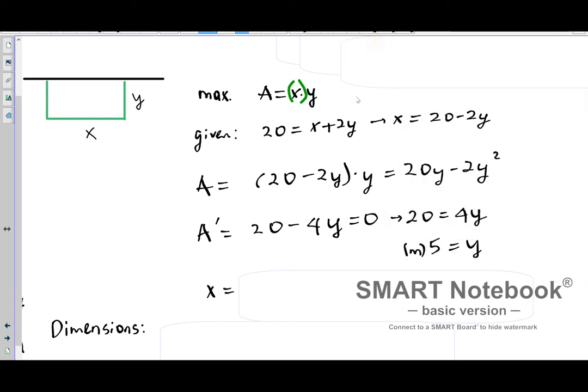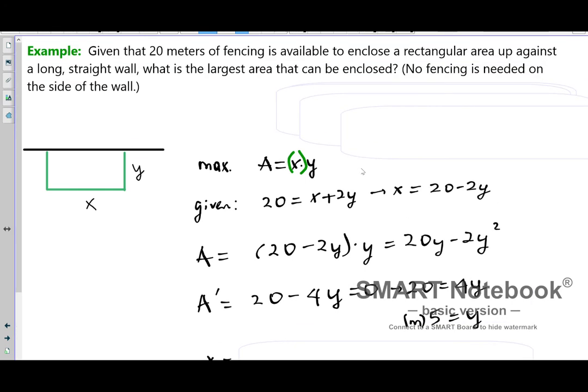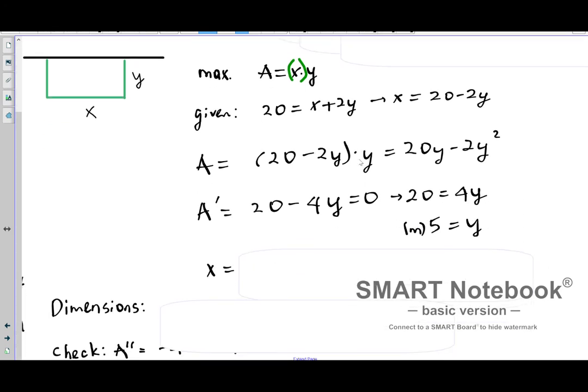And here everything was in meters, so y will be in meters. So that's one of the dimensions, right? Let's go back to this equation and also get x from there. So if y is 5, 2 times 5 is 10, 20 minus 10 is 10. So x is equal to 10 meters. So these are the dimensions. So it'll be 5 on the sides, and the longer side will be 10 meters.